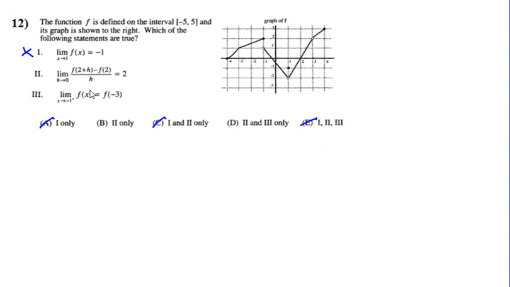So next, let's look at the limit as h approaches 0 of f of 2 plus h minus f of 2 over h equals 2. This is the definition of the derivative. So we're looking for the slope at x equals 2 being equal to 2. So we go ahead and look at this, and I say, well, at x equals 2, what is the slope going to be? What we have is the slope is going to be the same for all of this line segment, so up 2 over 1, up 2 over 1. So yes, that is correct.